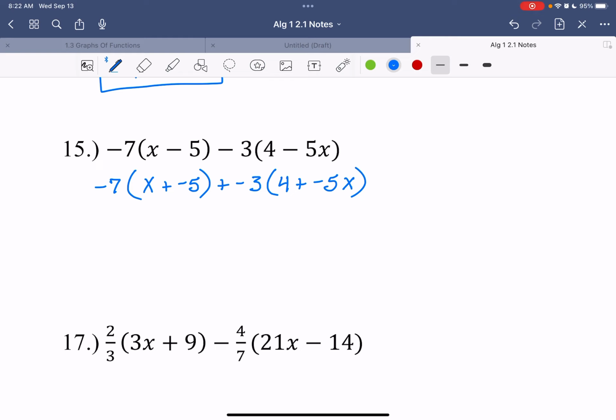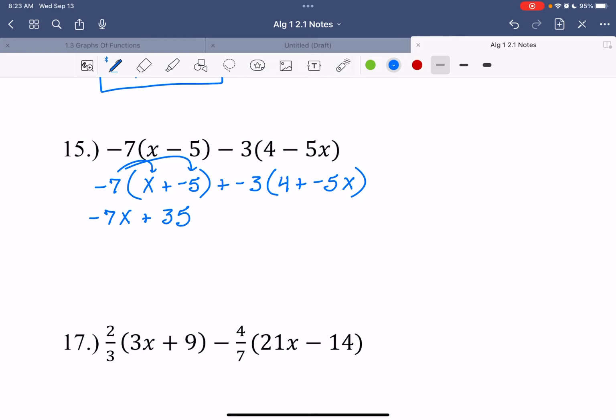Okay. Order of operations, work inside parentheses first. Can I? Nope, not like terms. x and a negative 5, can't add them. So distribute. I'm going to take negative 7 times x, which is negative 7x, plus negative 7 times negative 5, which is a positive 35.